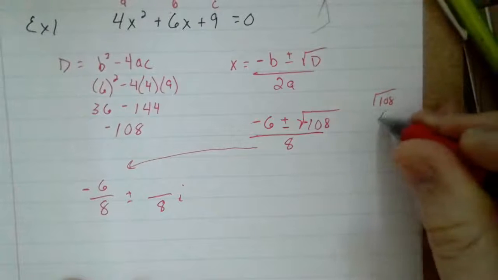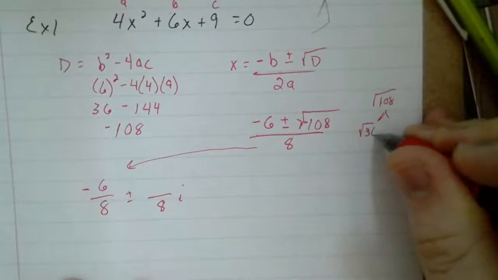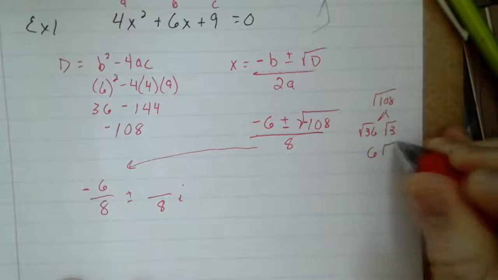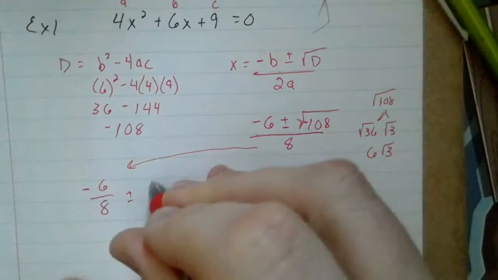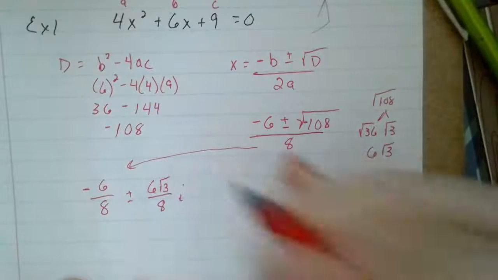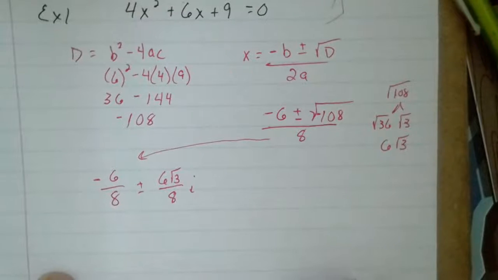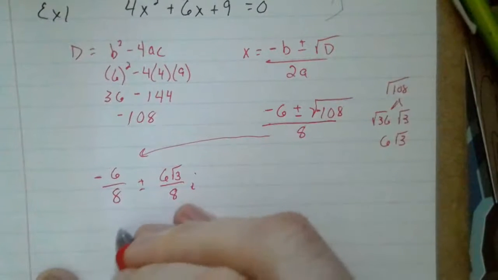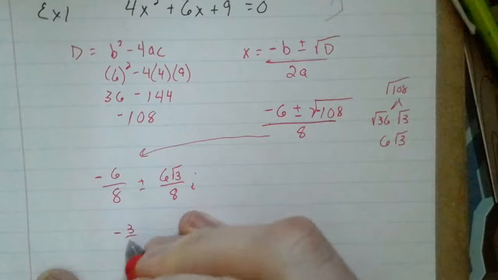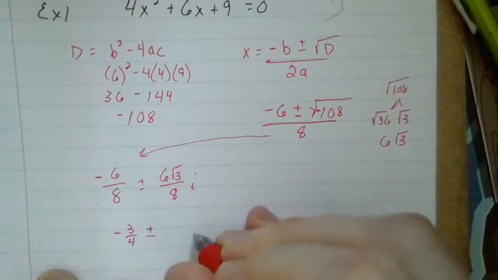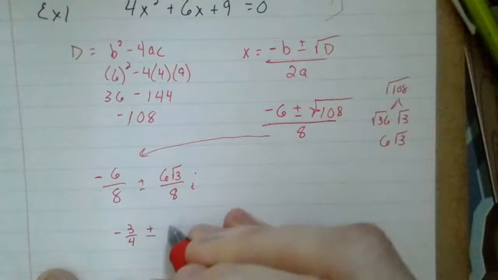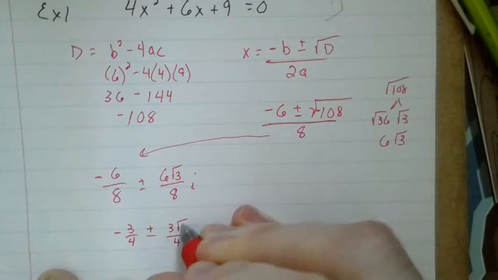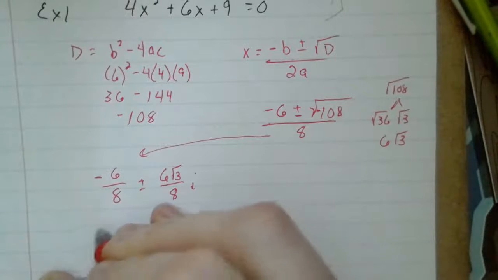108, I can break that down to the square root of 36 times the square root of 3. Square root of 36 is 6. So I get 6 root 3. This will be 6 root 3 over 8. Now I need to reduce both these fractions. Negative 6 over 8 is going to be negative 3/4 plus or minus. 6 over 8 again reduces to 3/4. And there's my answer.